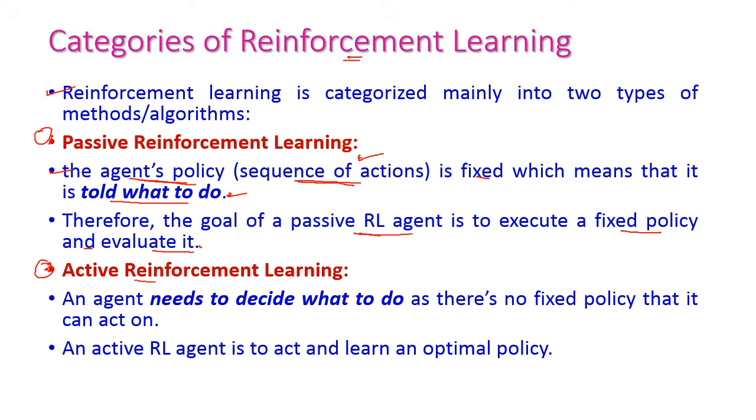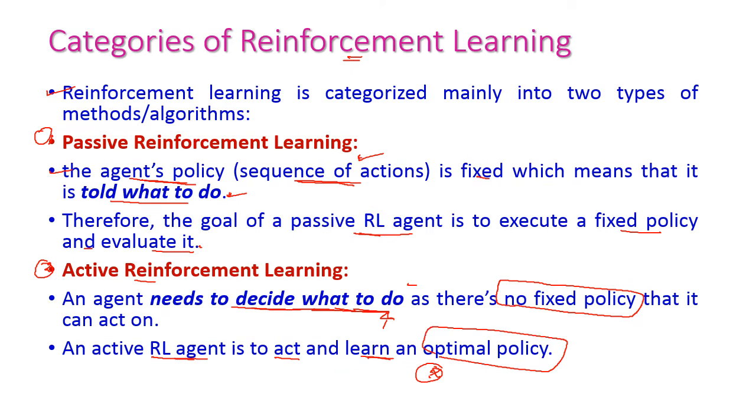When it comes to active reinforcement learning, the agent needs to decide what to do, that means there is no fixed policy. In active reinforcement learning, there is no fixed policy, hence the agent itself needs to decide what to do in the current state of the environment. So, the active reinforcement learning agent has to act and learn an optimal policy. This is a very big process when compared to passive reinforcement learning, and hence it is also very difficult.